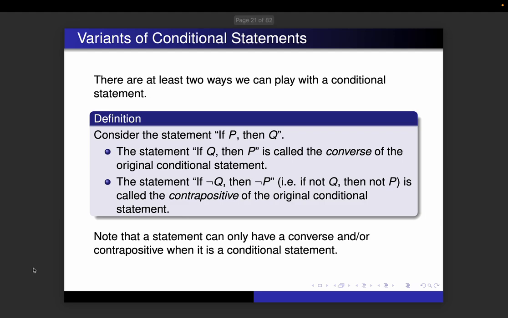Now, I want to note that both the converse and the contrapositive are only possible when you have a conditional statement. If you have a statement that is not conditional, converse and contrapositive don't make any sense at all.